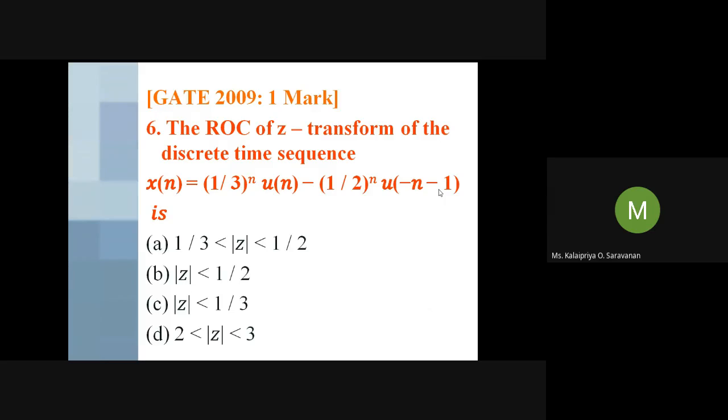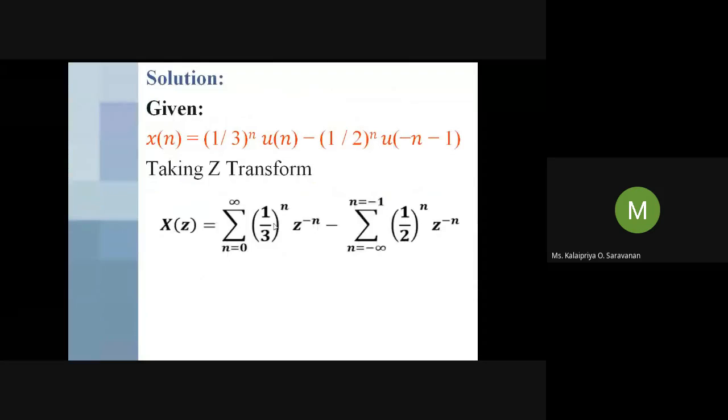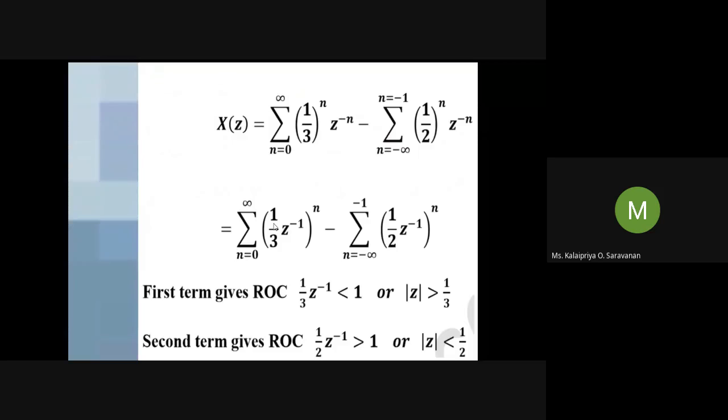But what we are going to do here is compare this with the basic formulas and get the ROC directly. This is a^n u of n, and this is a^n u of minus n minus 1. The first is a right-sided signal and the second is a left-sided signal. For a right-sided signal, the ROC should be |z| greater than a. For a left-sided signal, it should be |z| less than a.